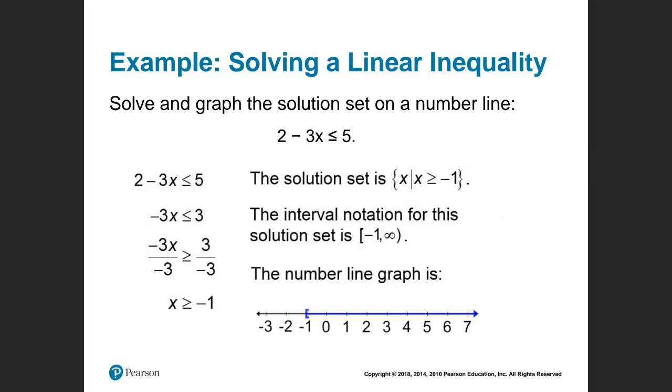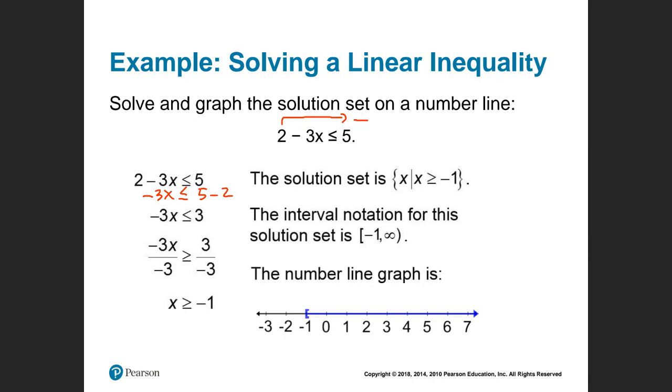Okay, let's go to the example. Solve and graph the solution set on a number line. 2 minus 3x less than or equal to 5. Move this one to the right side, it becomes minus. So then it becomes negative 3x less than or equal to 5 minus 2. So negative 3x less than or equal to 3, because 5 minus 2 is 3.